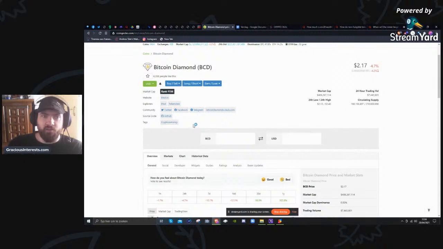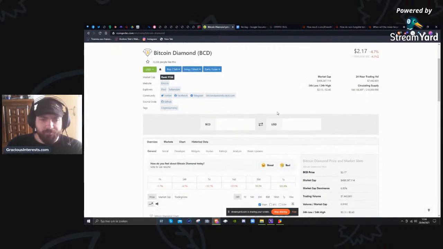Tags: cryptocurrency, so it considers itself to be a cryptocurrency. No further information needed. Market cap 408 million. 7 million in 24-hour trading volume. Circulating supply, that's always interesting to see here. 188,156,897 coins in circulation of the 210 million coins.